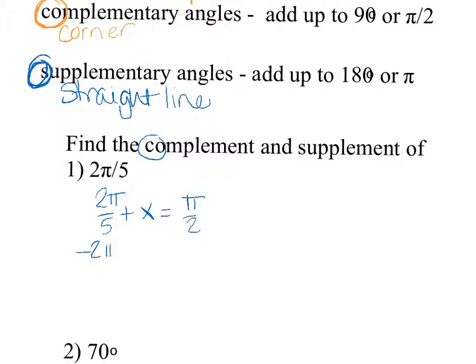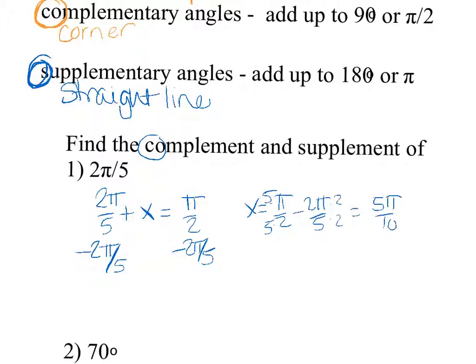So I subtract 2 pi over 5 from both sides. So x equals pi over 2 minus 2 pi over 5. I've got to get a common denominator, so I multiply by 5 and multiply by 2. So I've got 5 pi over 10 minus 4 pi over 10 gives me pi over 10. So a complement to this one would be pi over 10.